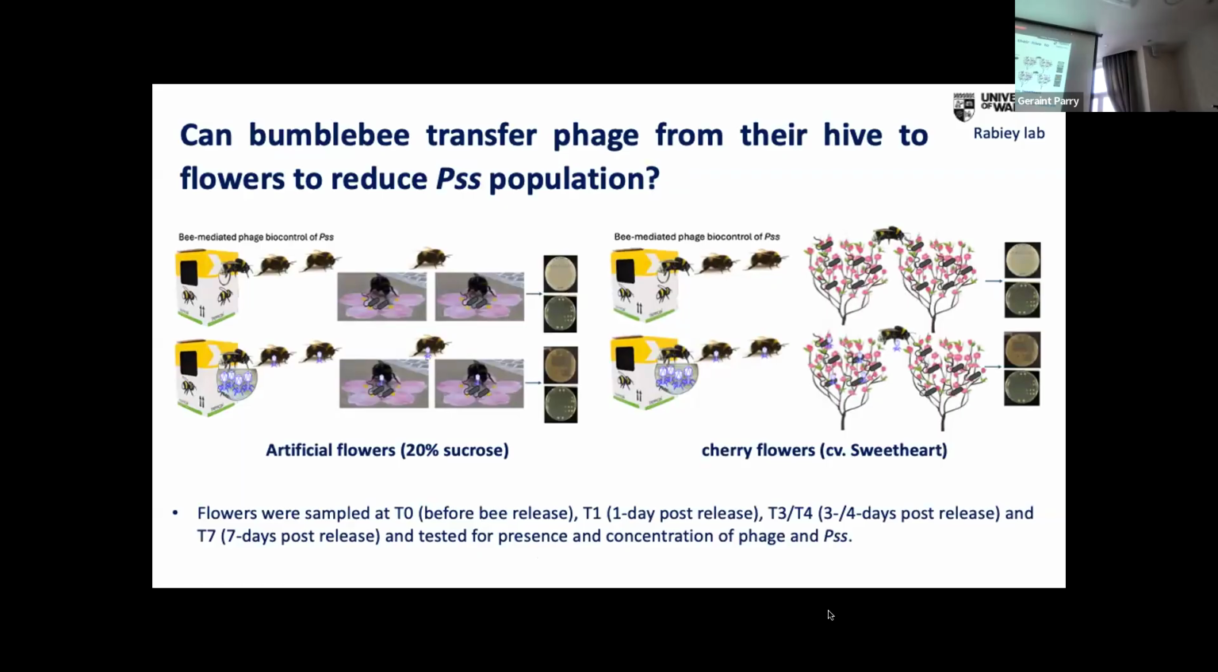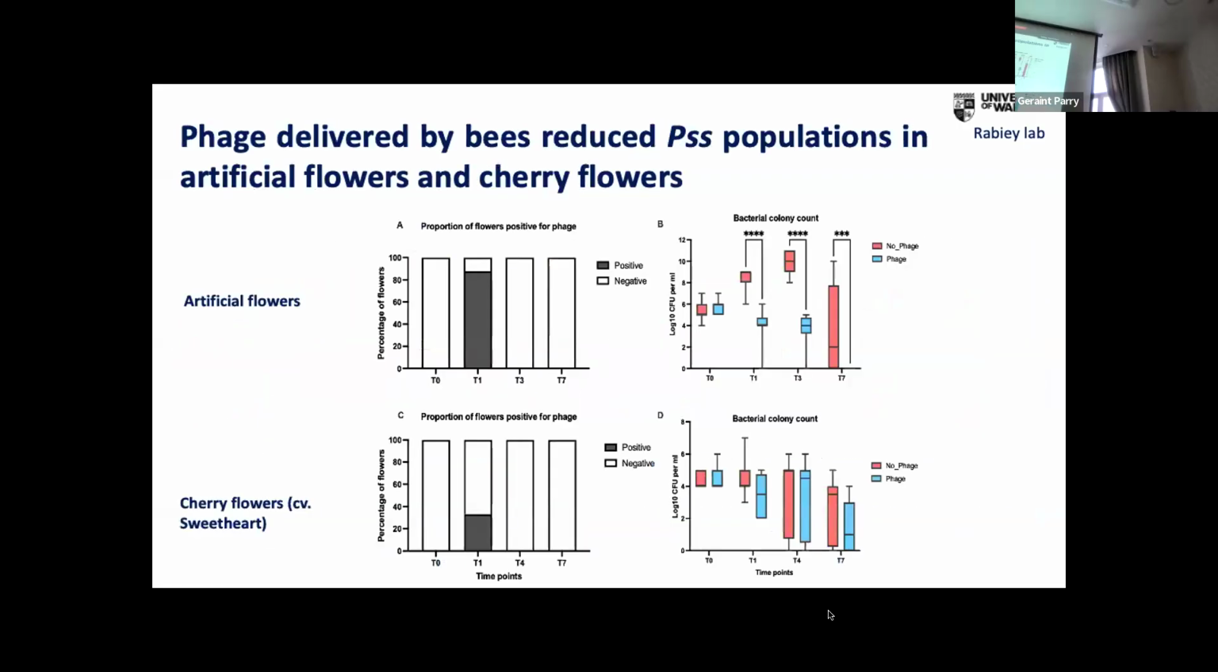So again, we have the artificial flower setting and the cherry flower setting. This time we infected the flowers with pathogens, in both settings. We have different compartments: one where the bees don't have access to the phage powder, and one where they do. Again, we remove the phage powder at day 1, so bees have access to the phage powder only once. And then again, we collect the samples at different time points.